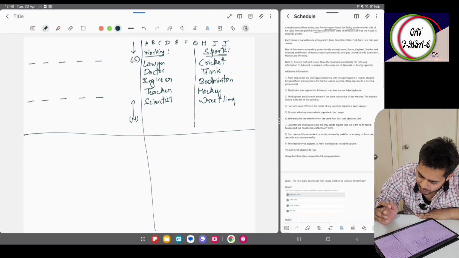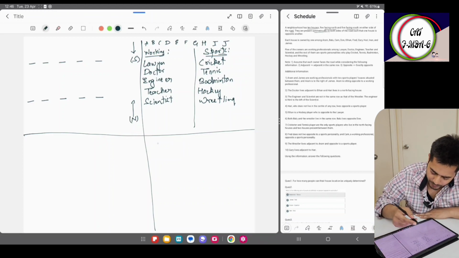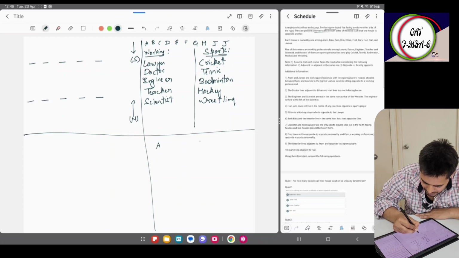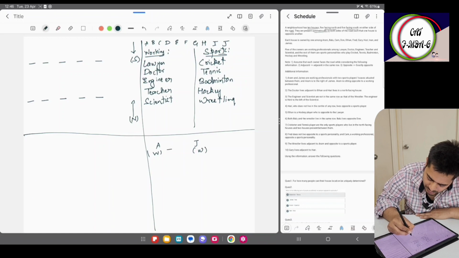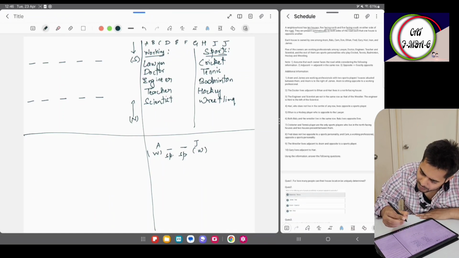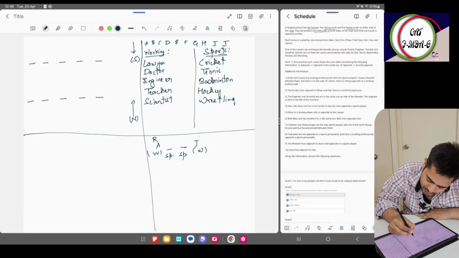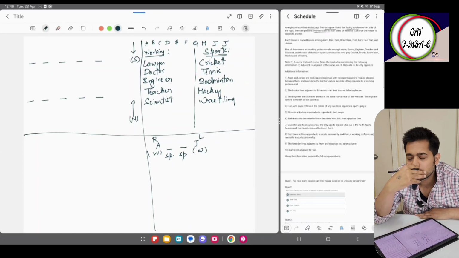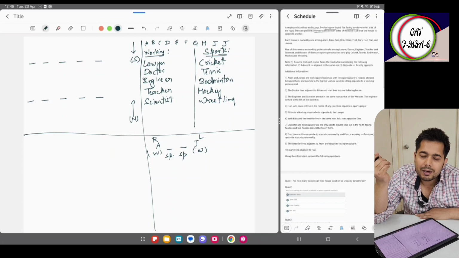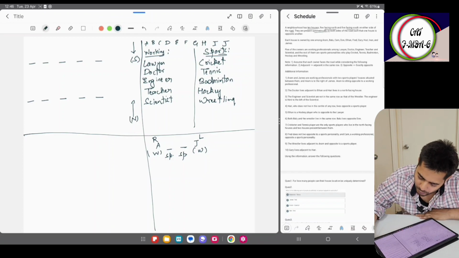Aram and James are working professionals with 2 sports player houses situated between them. Okay, so let us say Aram is here, James is here. These are working professionals, and there are 2 houses which are sports. And Aram is to the right of James. So Aram is right and James is left. Right now I am not filling it in because I do not know whether Aram is in the north facing house or south facing house. Okay.